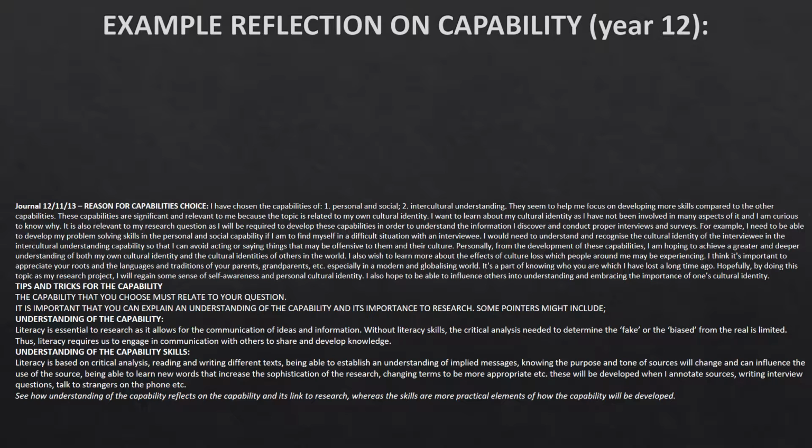So you need to make sure you show an understanding of the capability, and there's an example there. So talking about how literacy is essential to research because it's communication. It helps us find out when we've got fake or biased news. And so that's what someone's written about why they've chosen literacy. But further to that, you have to actually go into the skills of capability as well. So not just why it's important, but what it actually means.